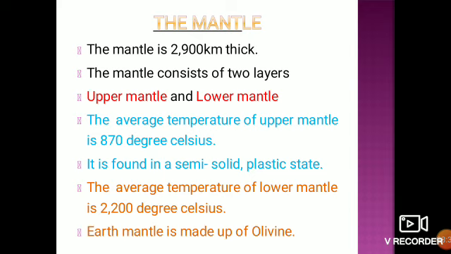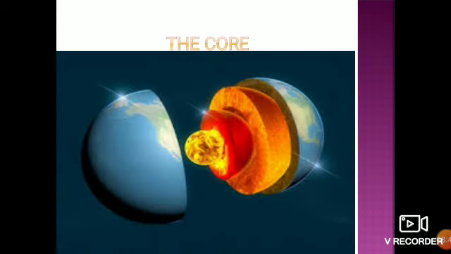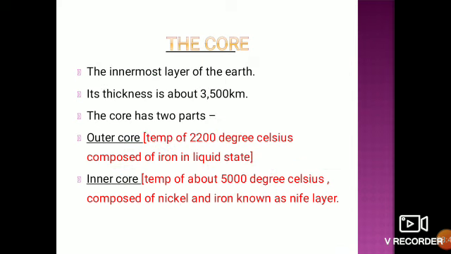Let's move to the innermost layer of the earth, that is the core. The innermost layer of the earth is called the core. Its thickness is about 3500 km. The core is divided into the outer core and the inner core. The outer core has a temperature of around 2200 degrees Celsius. It is composed of iron in a molten liquid state.